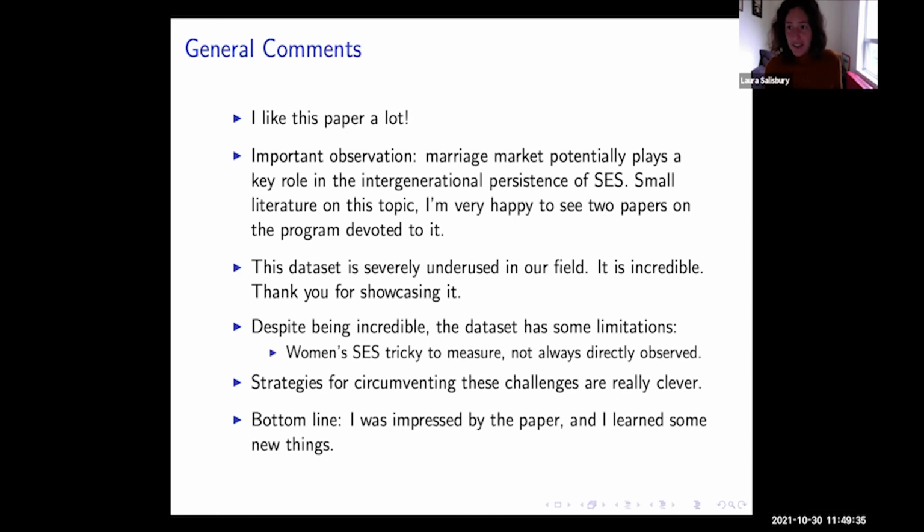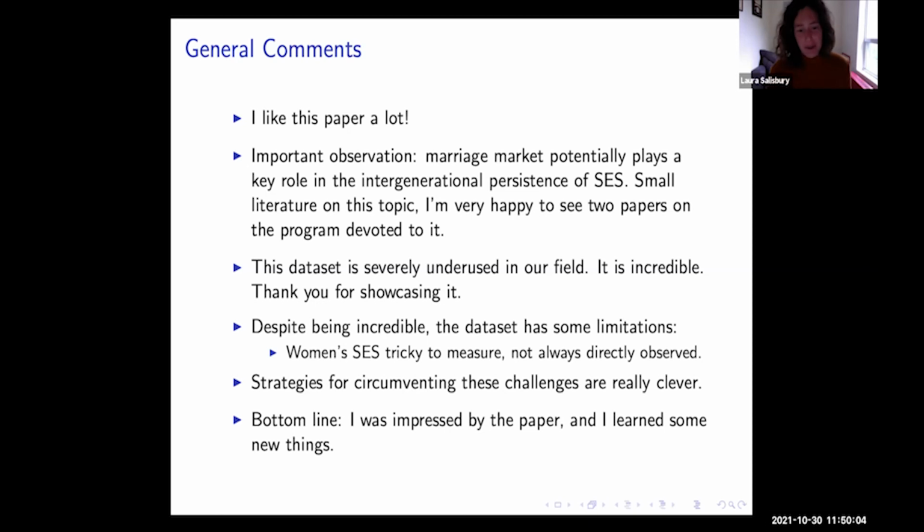So despite the fact that the data set is fantastic, there are some limitations, right? So women's socioeconomic status or human capital, I more or less use those interchangeably, is difficult to measure and not always observed directly. But the paper has these really cool strategies for circumventing these measurement challenges.